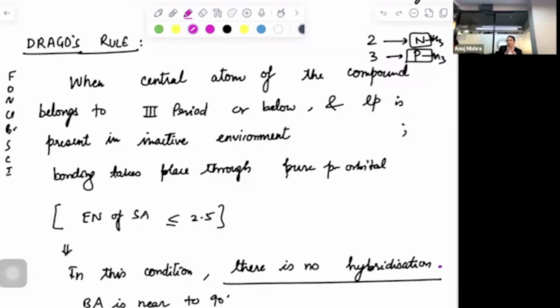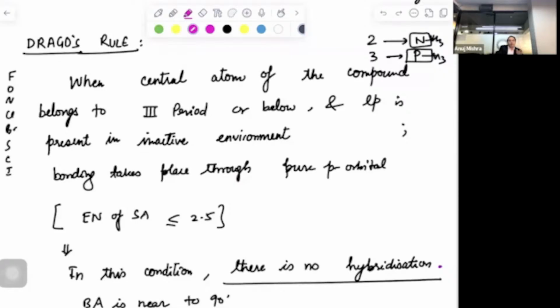Now who will explain this? 94 degrees is very close to 90 degrees. If you revise the valence orbital theory, where we discussed that p orbitals are pure orbitals at a 90 degree angle only, it is almost like pure orbitals are taking part. Then comes Drago's rule to explain this part.